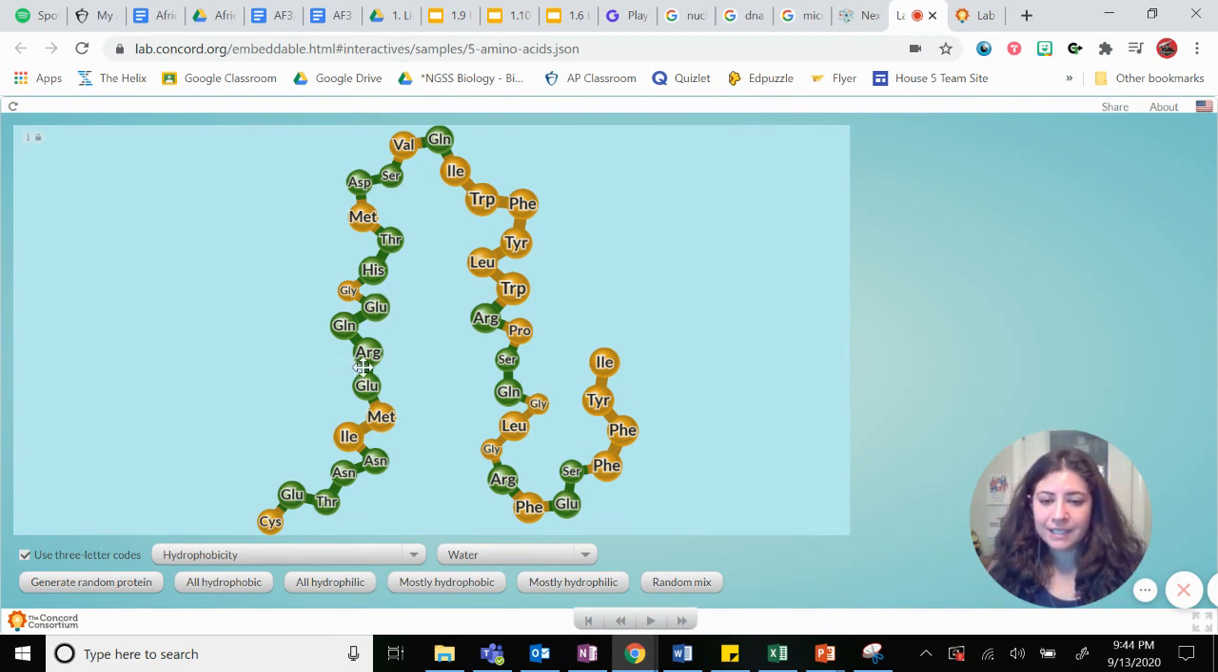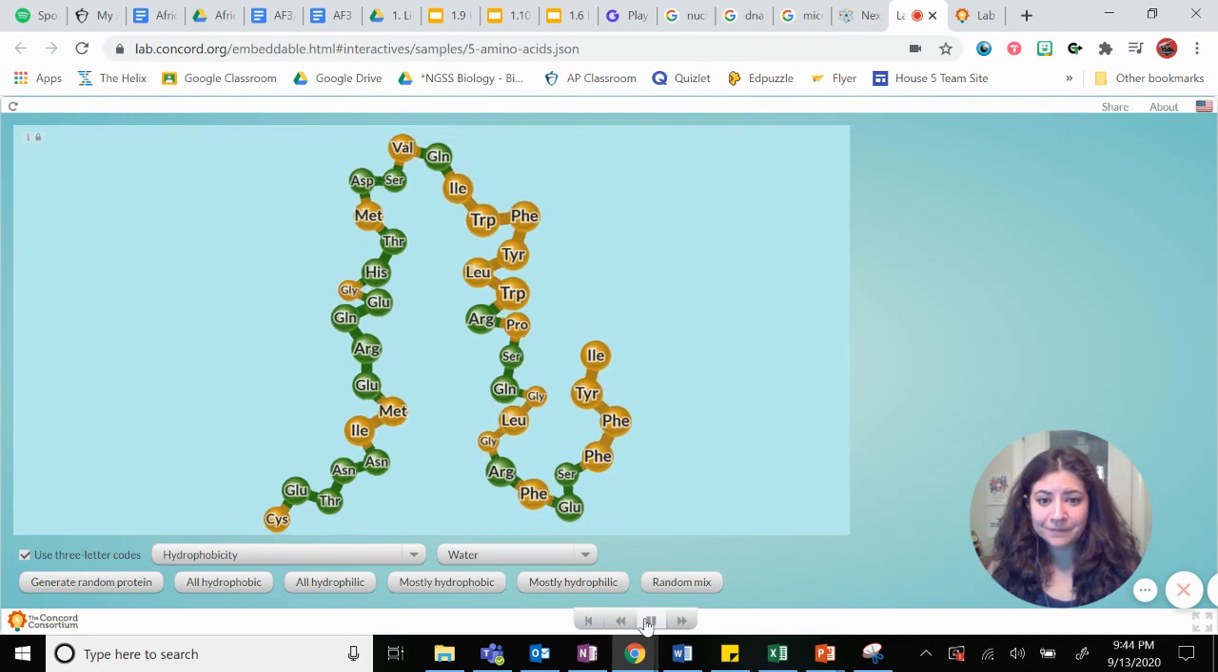The amino acids with hydrophilic R groups, so polar R groups, are coded green. And the amino acids with hydrophobic R groups, so nonpolar R groups, are coded yellow. So this polypeptide, let's put it in some water and press play, and we'll see how just the random movements of the amino acids will make the protein fold into a certain shape. Let's see.